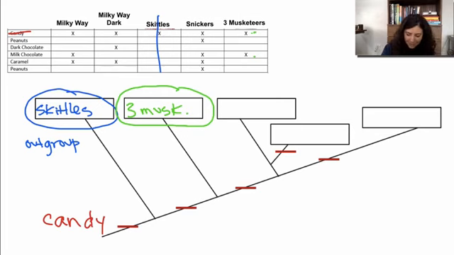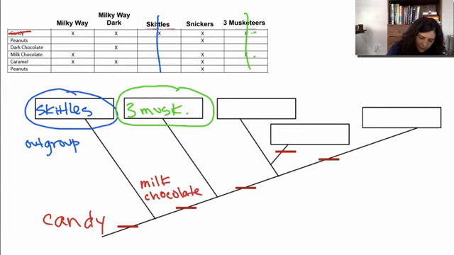I'm going to write Three Musk. We'll cross that off so we don't get confused. And then if this is Three Musketeers, that means this trait down here must be the other trait that Three Musketeers has. So that's going to be milk chocolate. And I'm going to cross the milk chocolate off so I don't get confused.